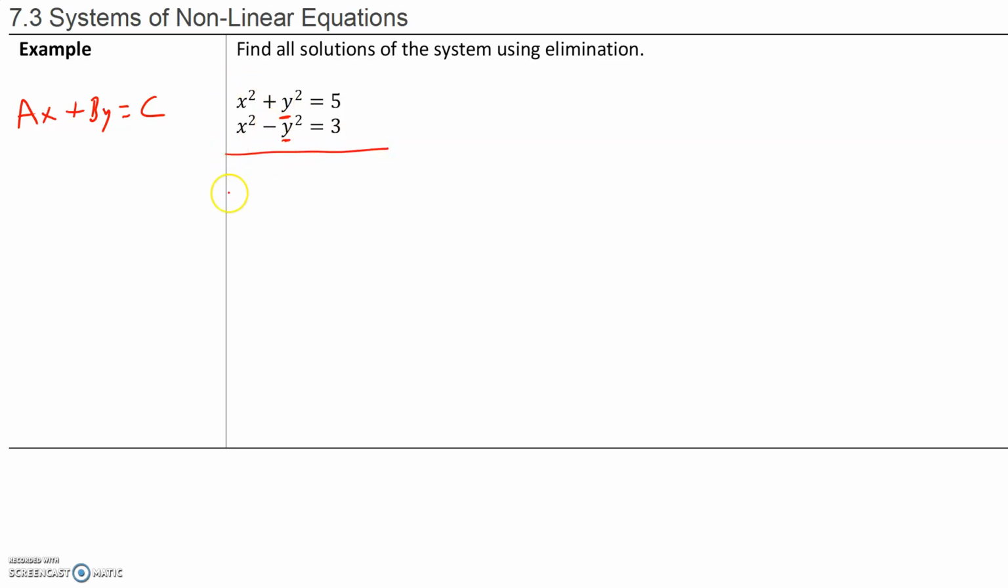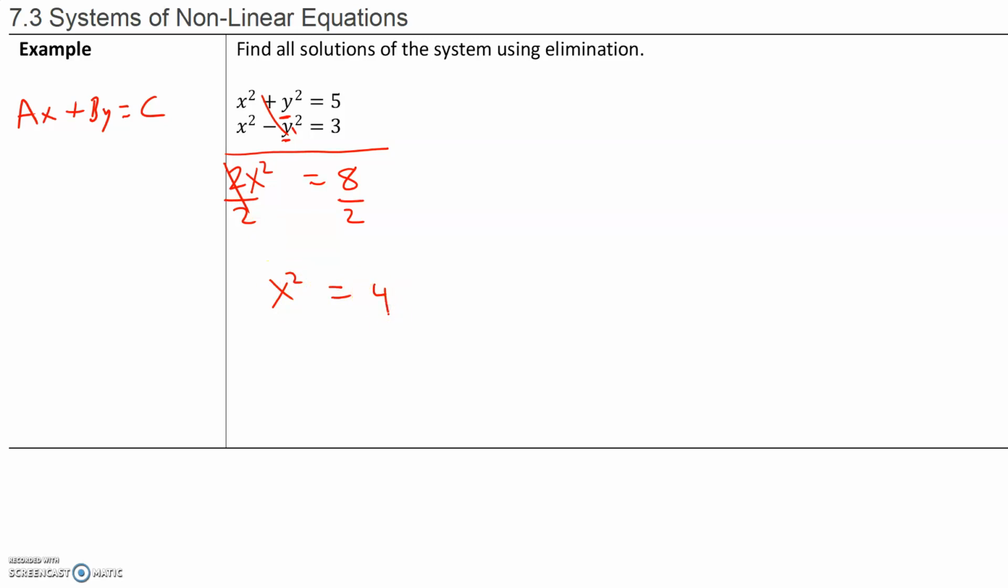So if I just add these down, I have x squared and x squared. That gives me a 2x squared. A plus y squared and a minus y squared, those are already additive inverses. So they just add to 0. They cancel. And then I get 5 plus 3 is equal to 8. Now, when I solve this, I need to get the x squared by itself. So I do that by dividing by 2. And I get x squared equals 4.